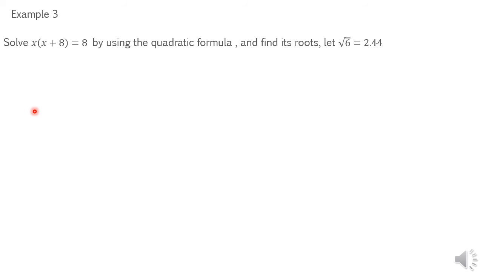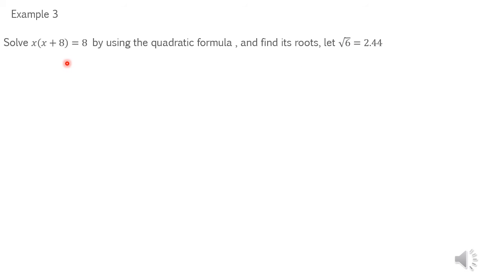Okay students, now we do another example. This is my third example, you can see, student. Here you have to solve this equation. This is a quadratic equation: x into (x + 8) equals 8, by using the quadratic formula to find the roots. If you want, you can take square root 6 as 2.44.